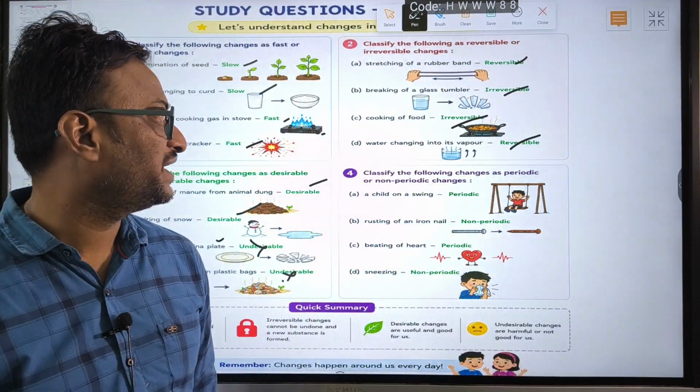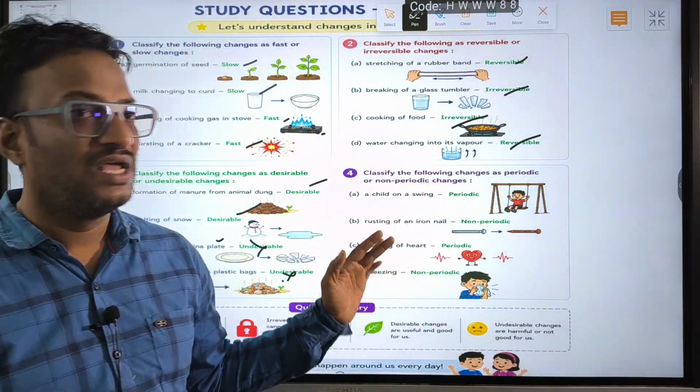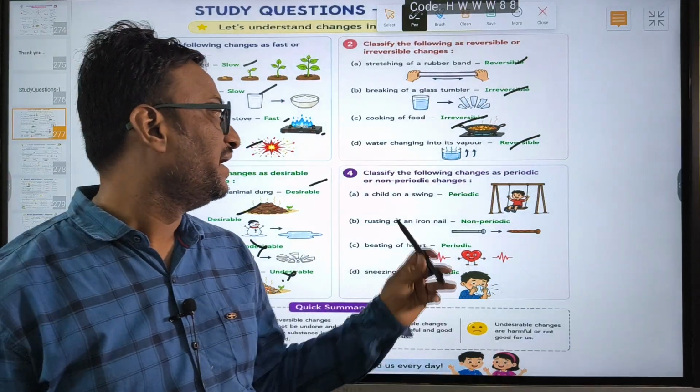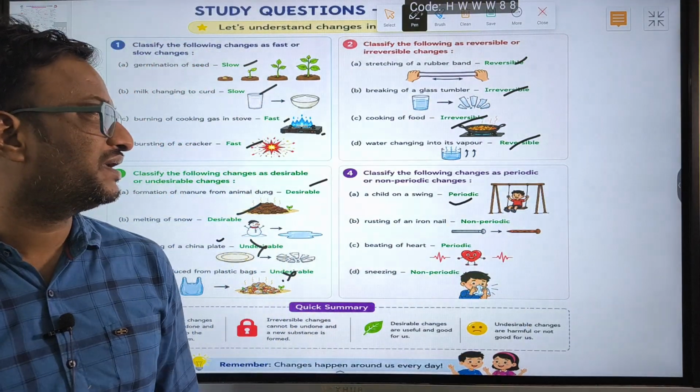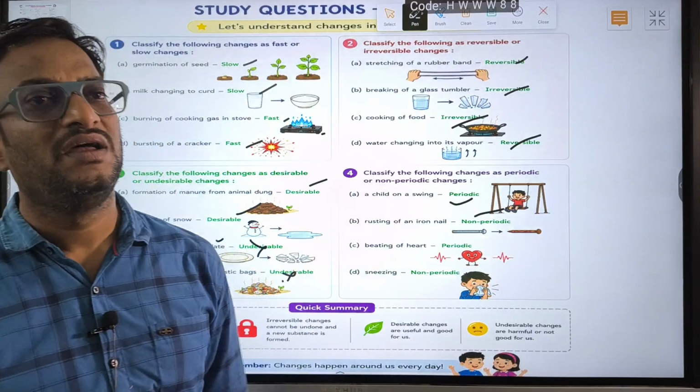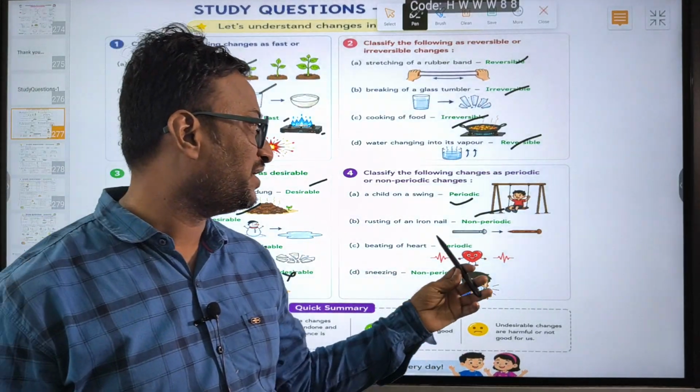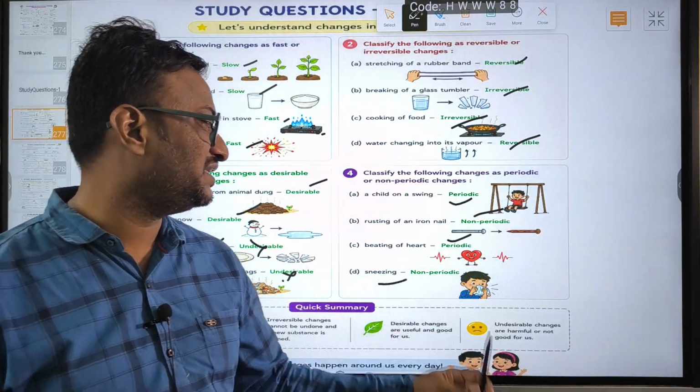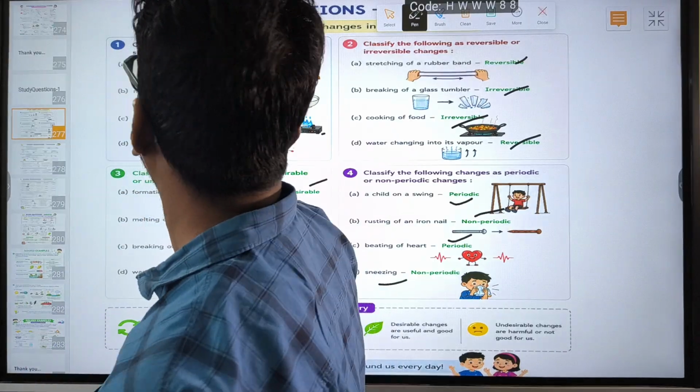And one more question here: classify the following changes as periodic and non-periodic. A child on a swing is periodic. Rusting of an iron nail is non-periodic. Beating of the heart is periodic and sneezing is a non-periodic change.